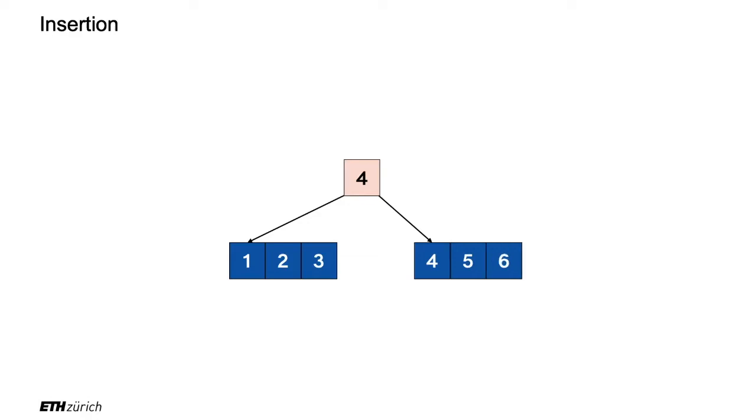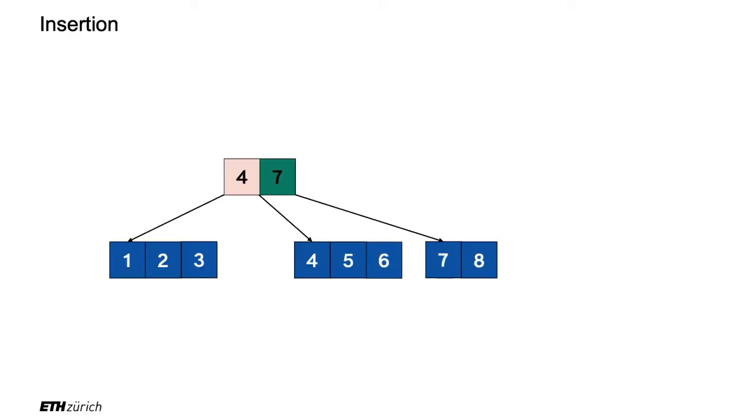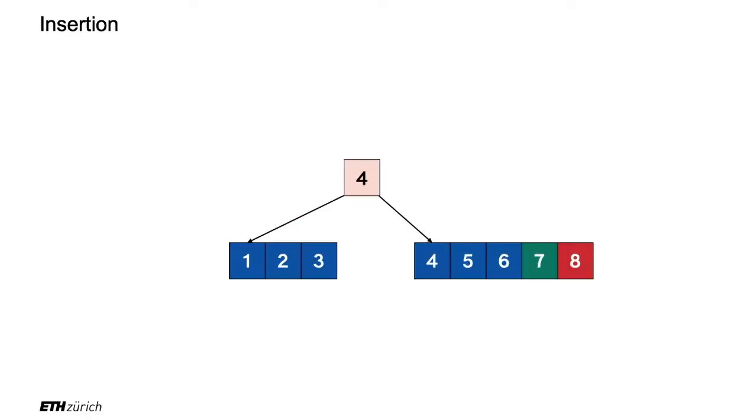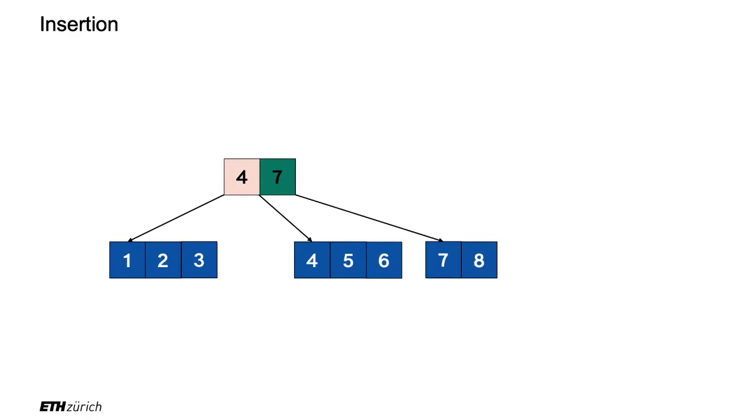Now I add 6, 3 values, that's still okay. 4 values, that's still okay. 5, that's not okay. I'm breaking the rule again, so I have to split again. So now I'm taking 7 to do the split, and there you go. You see what's happening? I'm just splitting, and then I'm adding an extra value here, and now I have 3 children. So now I have 3 values, 2 values, so I'm fine.